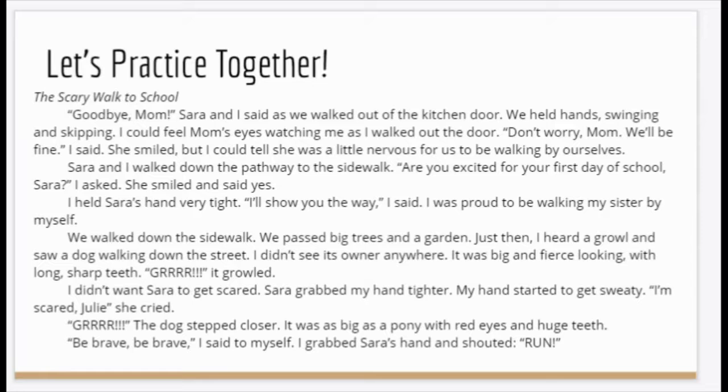The scary walk to school. Goodbye, Mom, Sarah and I said as we walked out of the kitchen door. We held hands, swinging and skipping. I could feel Mom's eyes watching me as I walked out the door. Don't worry, Mom. We'll be fine, I said. She smiled, but I could tell she was a little nervous for us to be walking by ourselves. Sarah and I walked down the pathway to the sidewalk. Are you excited for your first day of school, Sarah? I asked. She smiled and said yes. I held Sarah's hand very tight. I'll show you the way, I said.